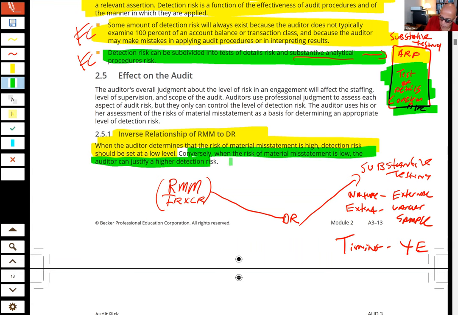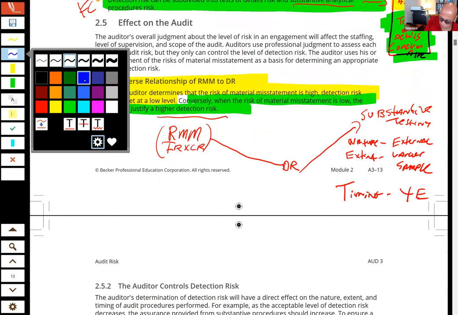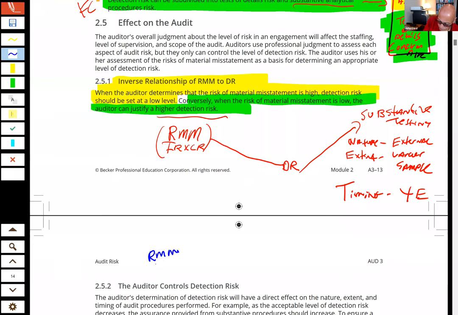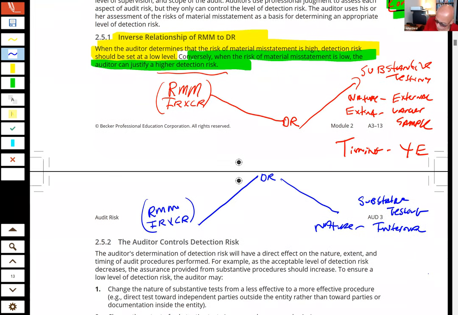Conversely, they tell us that when risk of material misstatement is lower, then we can justify a higher detection risk. Let's just draw it since we're in a drawing mode here. Now my RMM is down. That's my IR times my CR. Meaning my detection risk can be higher, meaning my substantive testing can come down. Nature: internal evidence, right? Extent.